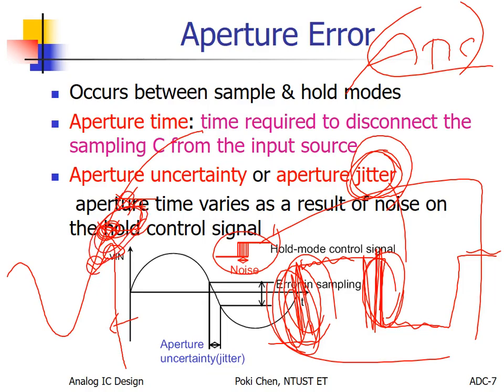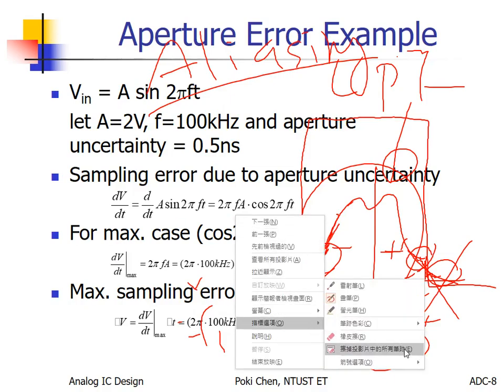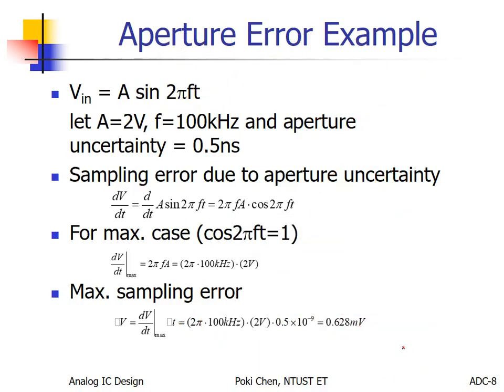But what is the real impact? There is a very easy to understand example for you. For example, your input is some kind of sine wave. The amplitude is 2 volts, and the frequency is not so high, 100 kilohertz. If the aperture uncertainty is 0.5 nanosecond, in this example, what is the maximum error it will cause? For estimation, we always go to the worst case.